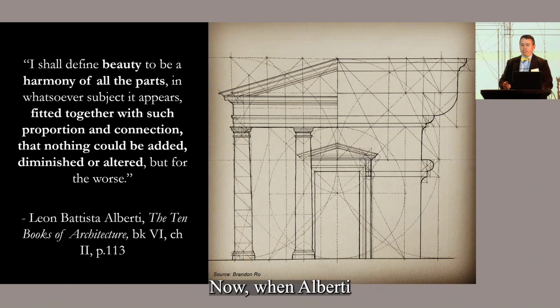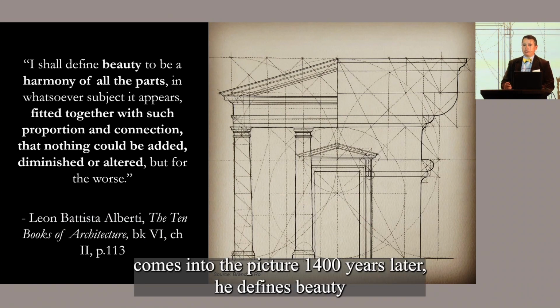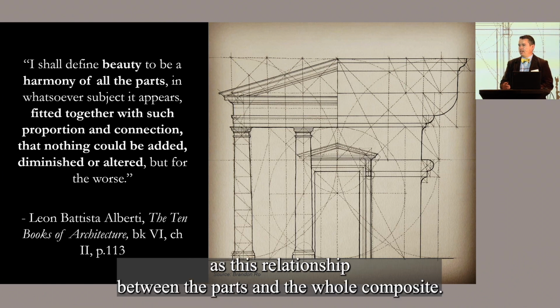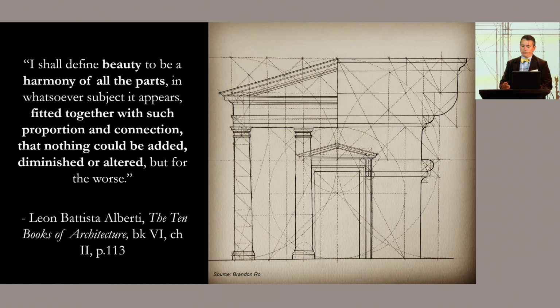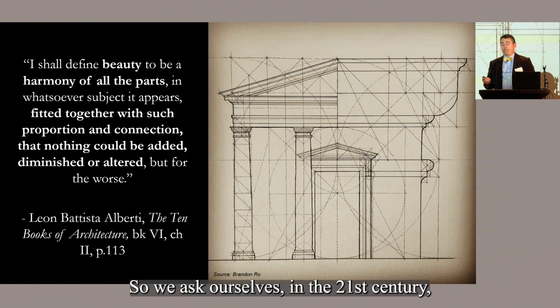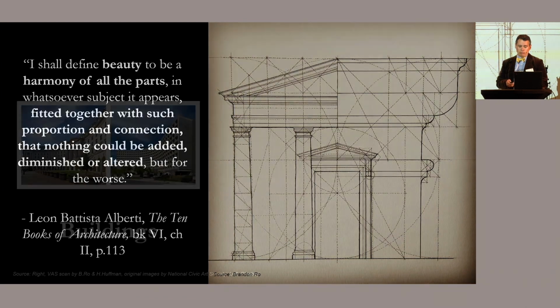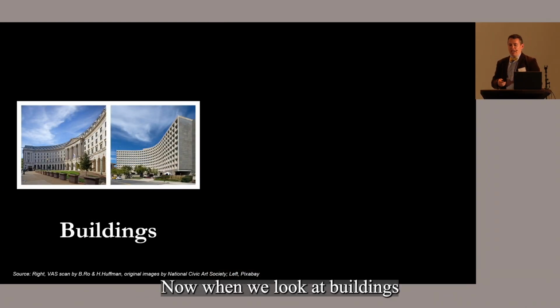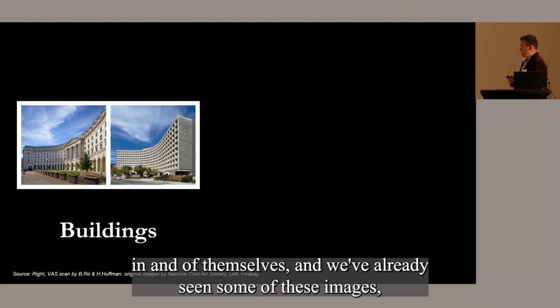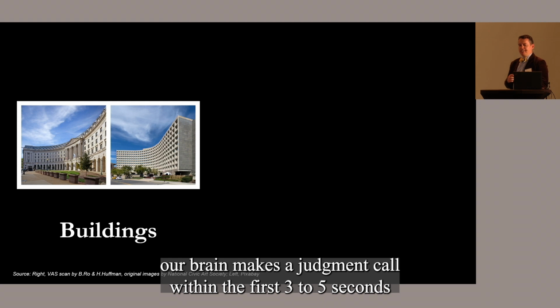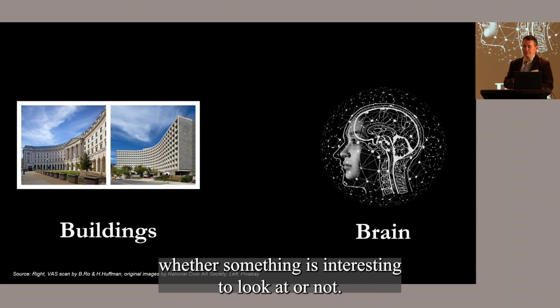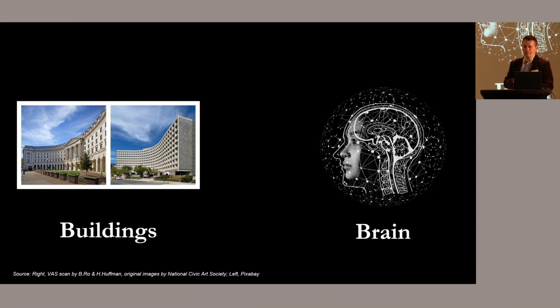Now, when Alberti comes into the picture 1,400 years later, he defines beauty as this relationship between the parts and the whole composition. So we ask ourselves in the 21st century, is this still a good definition of beauty? Now, when we look at buildings in and of themselves, and we've already seen some of these images, our brain makes a judgment call within the first 3 to 5 seconds, whether something is interesting to look at or not.